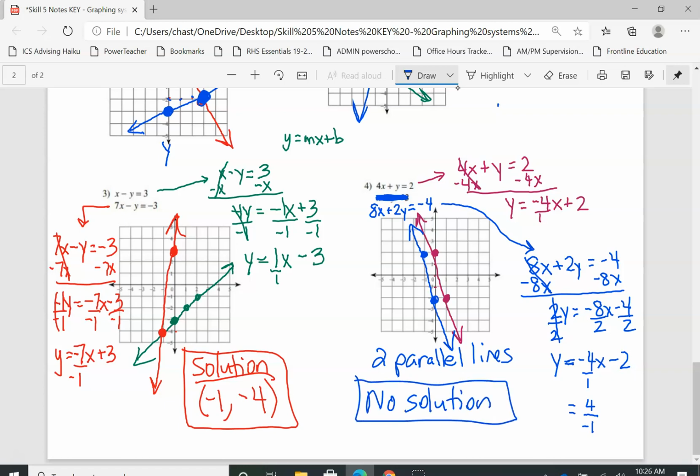All right, so now we've had a chance to practice graphing some systems of equations. So in class, we're going to talk more about graphing systems, and then we will do some practice with it.